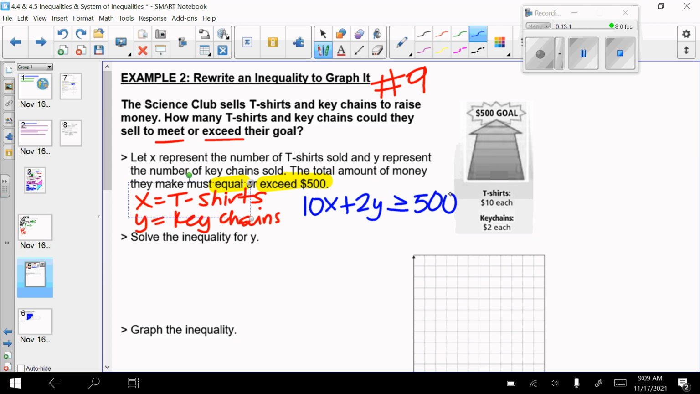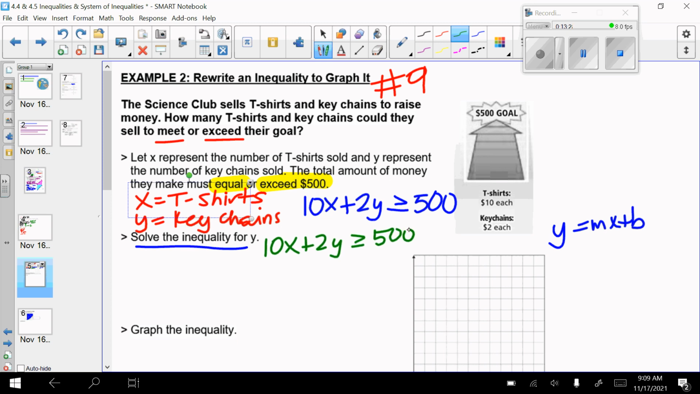But can we graph it like that? No. We need it in what form? Perfect. So we need to get the y by itself. So that's why we're going to solve the inequality for y. So I'm going to just rewrite it down here.